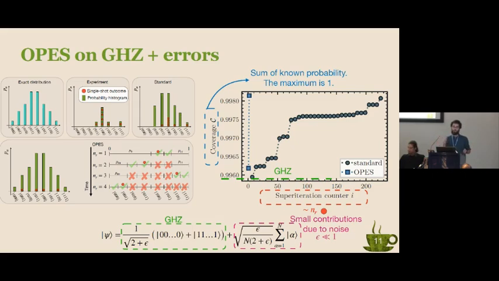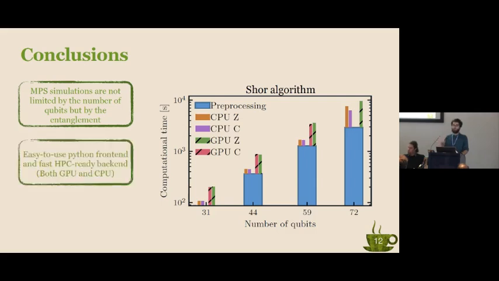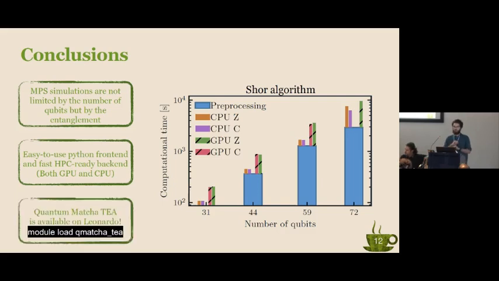While if we cut away the already sampled intervals, in just 2 iterations we are basically at convergence. So just to conclude, MPS simulations are not limited by the number of qubits, but by the entanglement of the system. There is an easy-to-use Python frontend for the HPC-ready backend, and the module is available on Leonardo. You can just module load it.